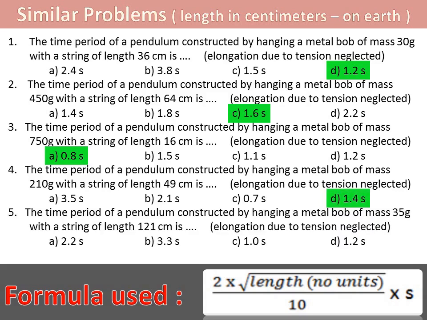And for 121 the root is 11, and when it is doubled it becomes 22, and we put a decimal point from the right side, moving one place, so it is 2.2 seconds. So the answer is 2.2.